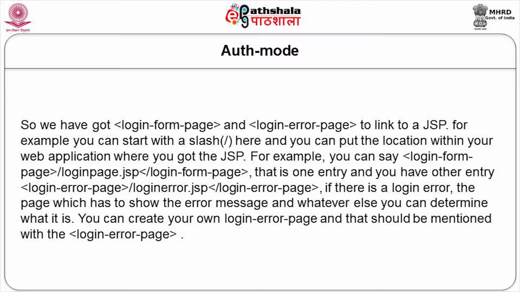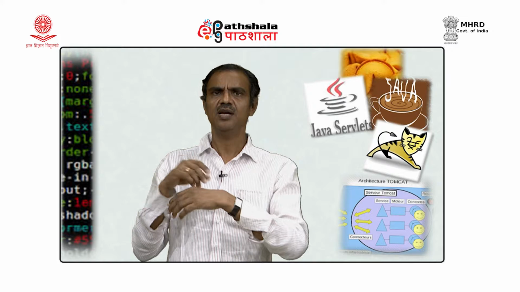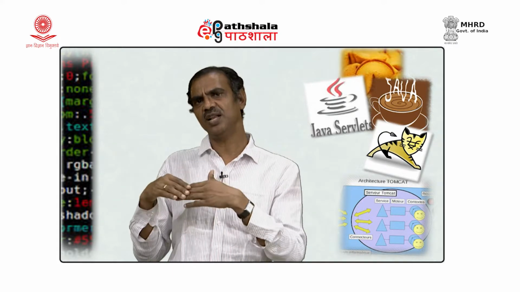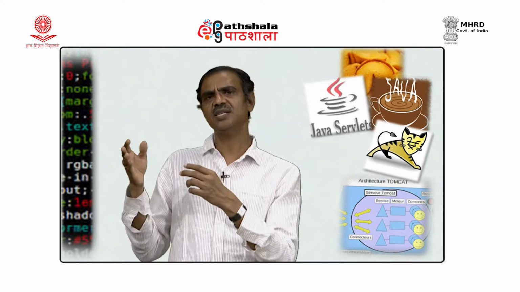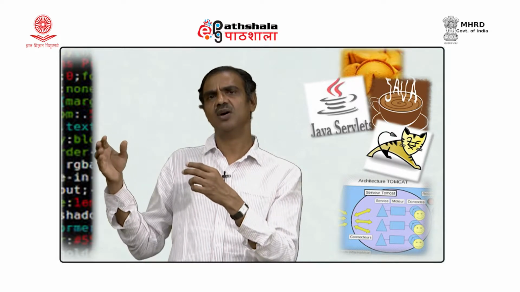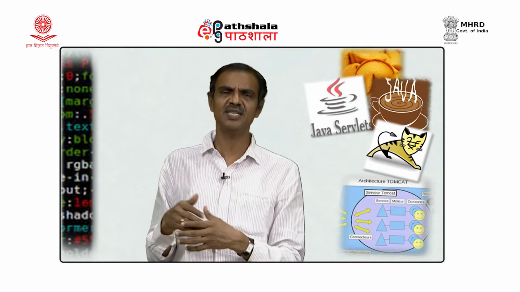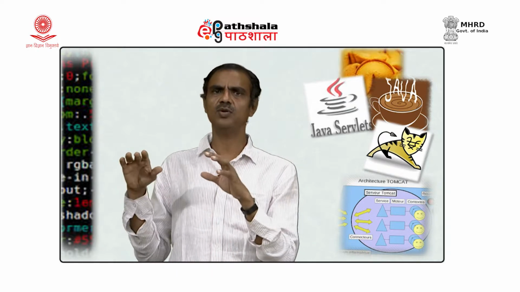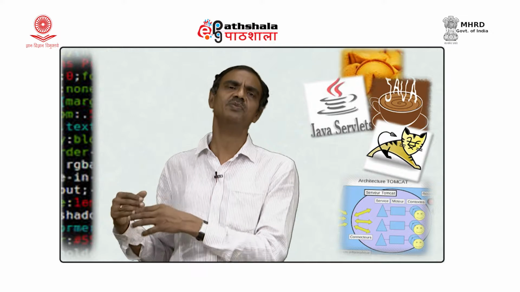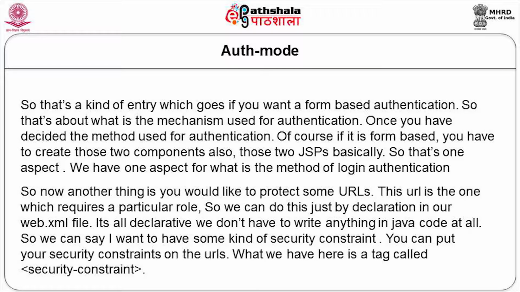application where you got your JSP. For example, you can say slash login.jsp, fine, and that is one entry, and you will have the login error page where you could have, for example, slash login error.jsp. So, if there is a login error, the page which has to show with the error message and whatever else, you can determine what it is, you can create your own login error page, and that should be mentioned with the login error page. So, that is the kind of entry which goes if you want form based authentication, fine.